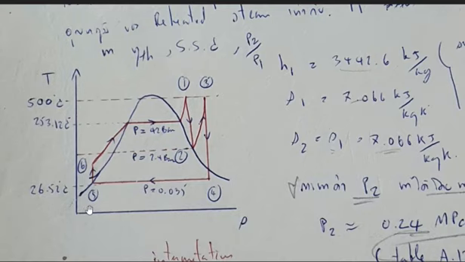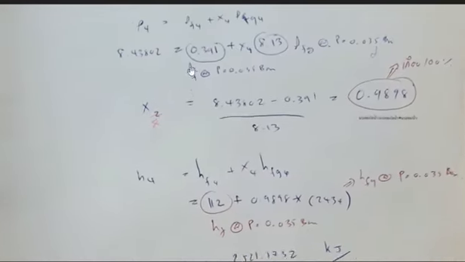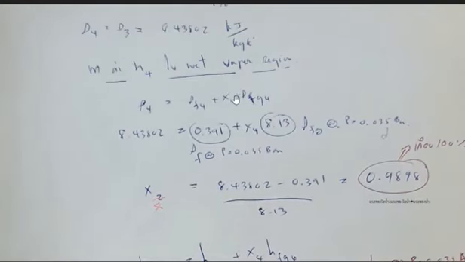Saturated liquid at point 4 means this point. And X4 is the amount of vapor divided by the amount of total mixture, which is vapor plus water droplets. And SFG is evaporated entropy.